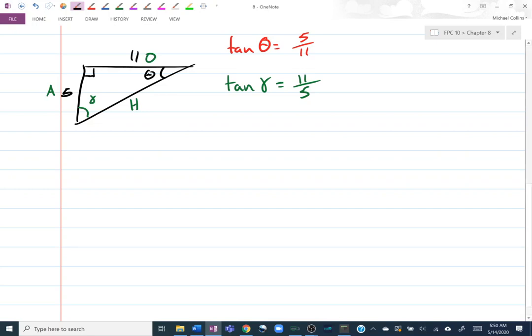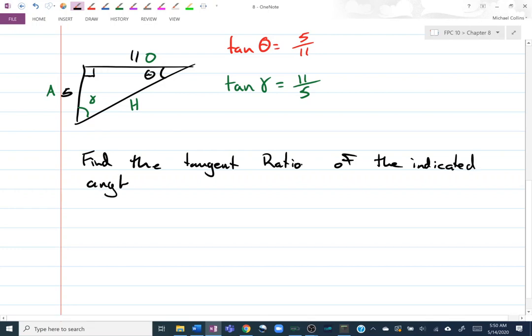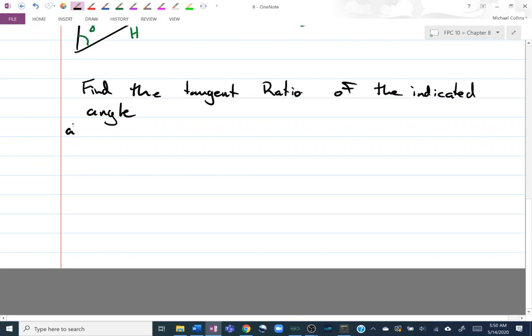So let's do: find the tangent ratio of the indicated angle. I'm going to draw some triangles. We're going to do an A and a B, and this time I'm just going to use a question mark.